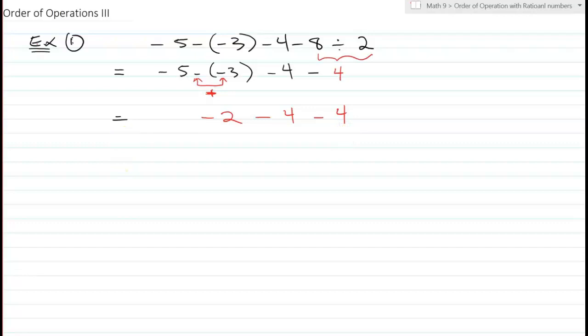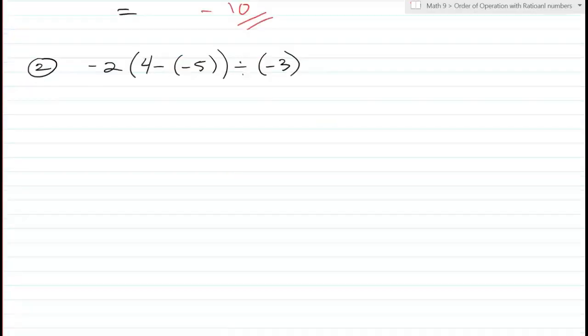Great. And then the last step, we'll just put them all together. So negative 2 minus 4, and that's negative 10. Okay, simple as that. That's it. Okay, let's look at question number 2.